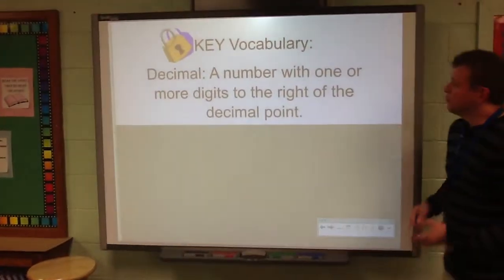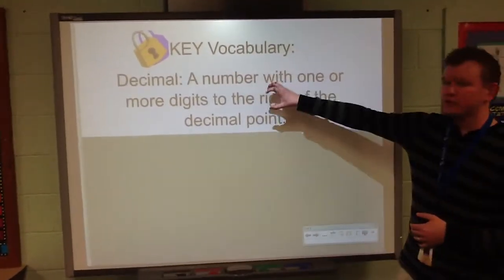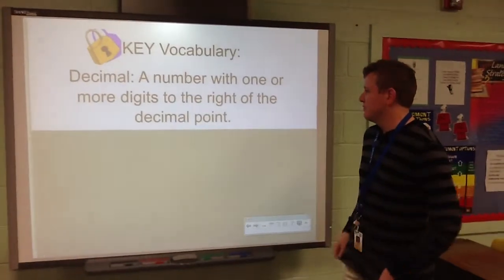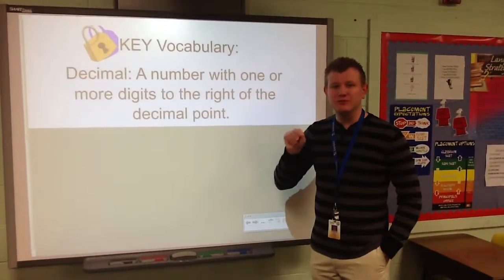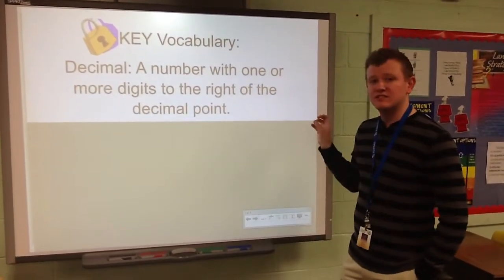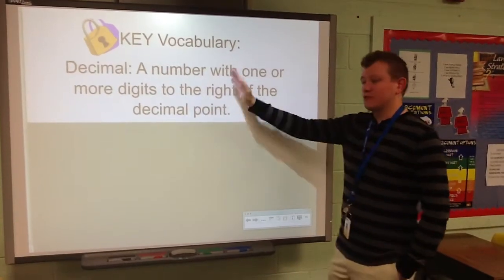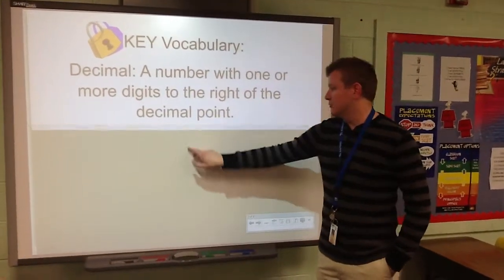Decimal: a number with one or more digits to the right of the decimal point. So if you use a decimal and there are one or more digits that are not zero to the right of the decimal point, you've got a decimal.